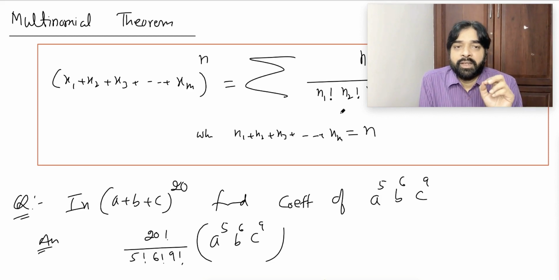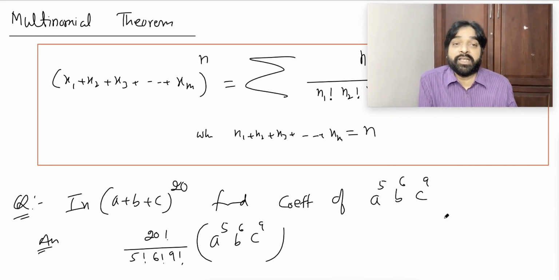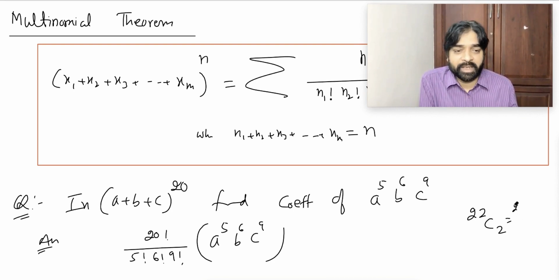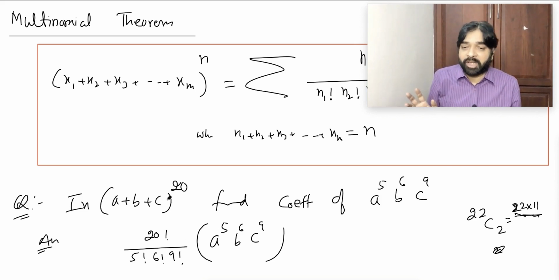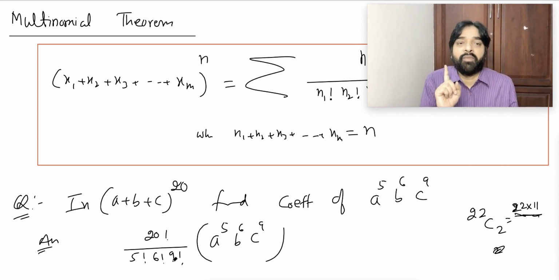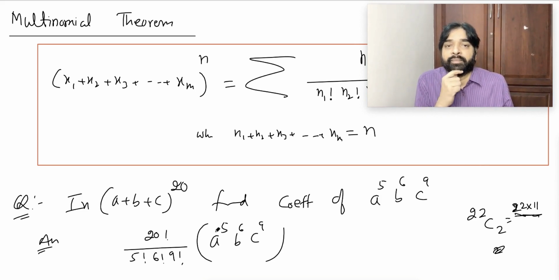This is the coefficient. How many terms will be there, that you already know: 20 plus 3 minus 1, C, 3 minus 1, means 22C2, or you can say 231. I think we already discussed this point. 22 into 11, that is 231 terms. So more than 200 terms are there when I expand this. Out of those many terms, one term will be this. Is it clear to everybody?